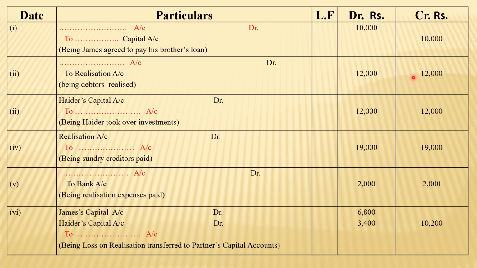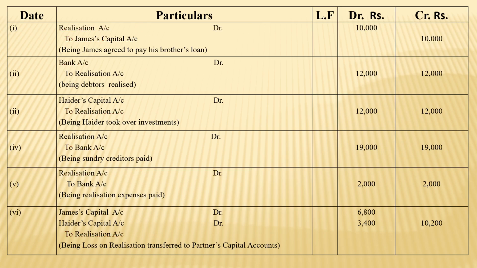Now the third one: Haider is a partner who took over the investment. If any asset is taken over by a partner, that respective partner's capital will be debited and realization will be credited. So either capital account debit to realization account. Here it is that entry.